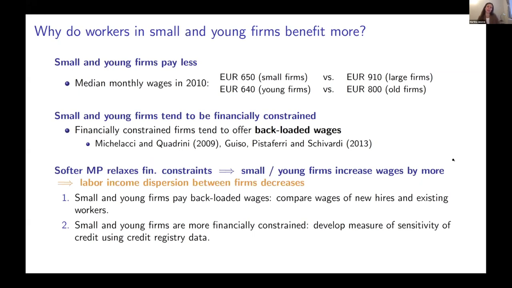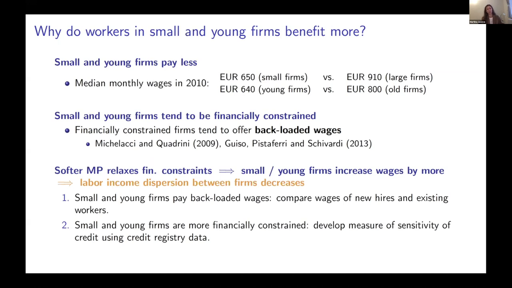Now, you might ask, why do we think this is so? In the paper, we argue that this is related to the backloaded wage mechanism, which seems to be operational also in the context of monetary policy. So what do I mean by that? First thing is that generally, looking into the data, we know that workers in small and young firms earn less. Here I'm just showing you the data for a representative year, 2010, and the median wages across the groups. Now, the literature has also shown that generally small and young firms tend to be financially constrained.